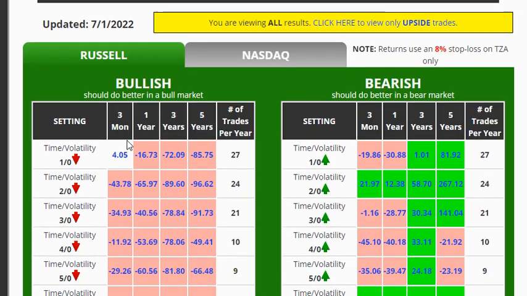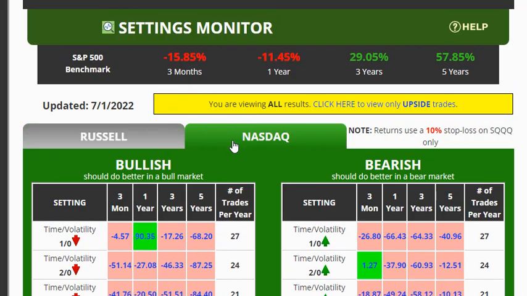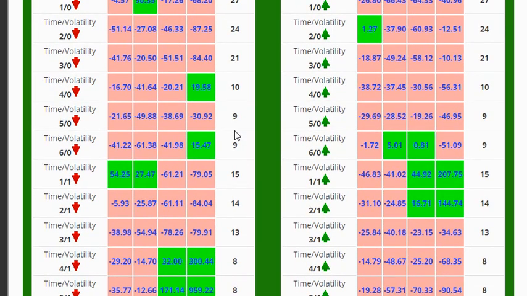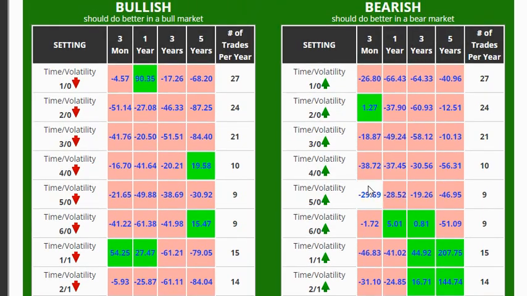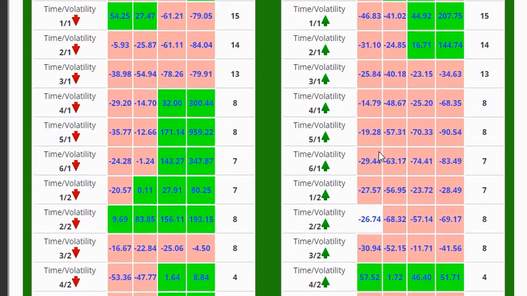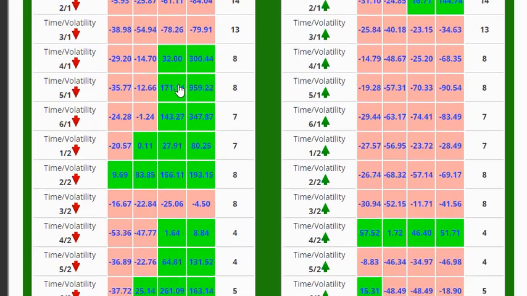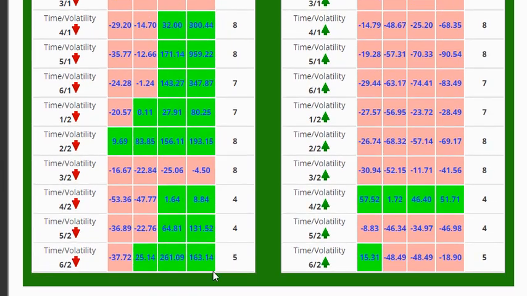All right, now let's go take a look at the NASDAQ. We'll click on that one. And as we look at this, the bearish settings just haven't been doing very well at all, and we do have a concentration of green down in here. So more than likely, using TQQ, SQQ, and using some of these two settings and the ones here.